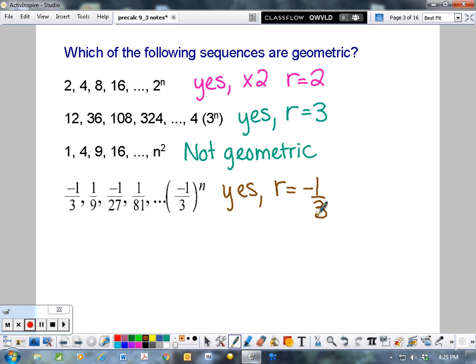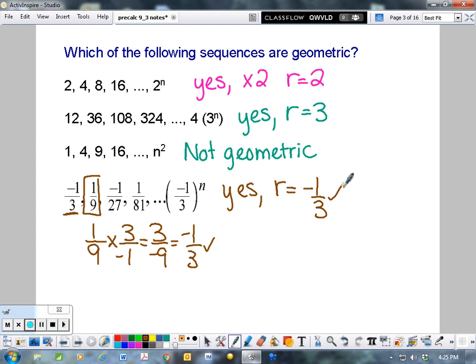So let's take our 1/9 and divide by the previous term, -1/3. So instead of dividing, I times by the reciprocal, which gives me 3 over -9, which is -1/3. And so see how that just kind of matches there.